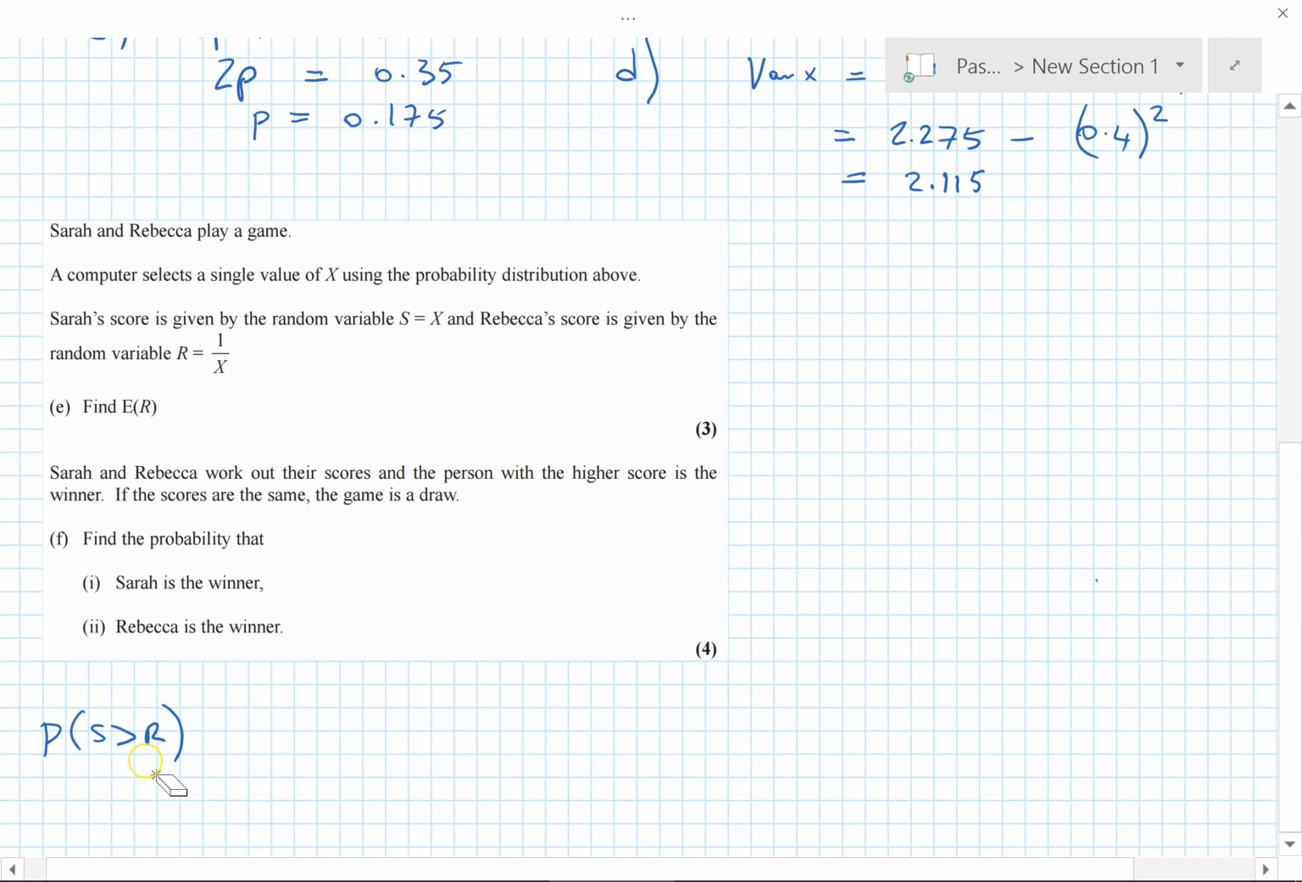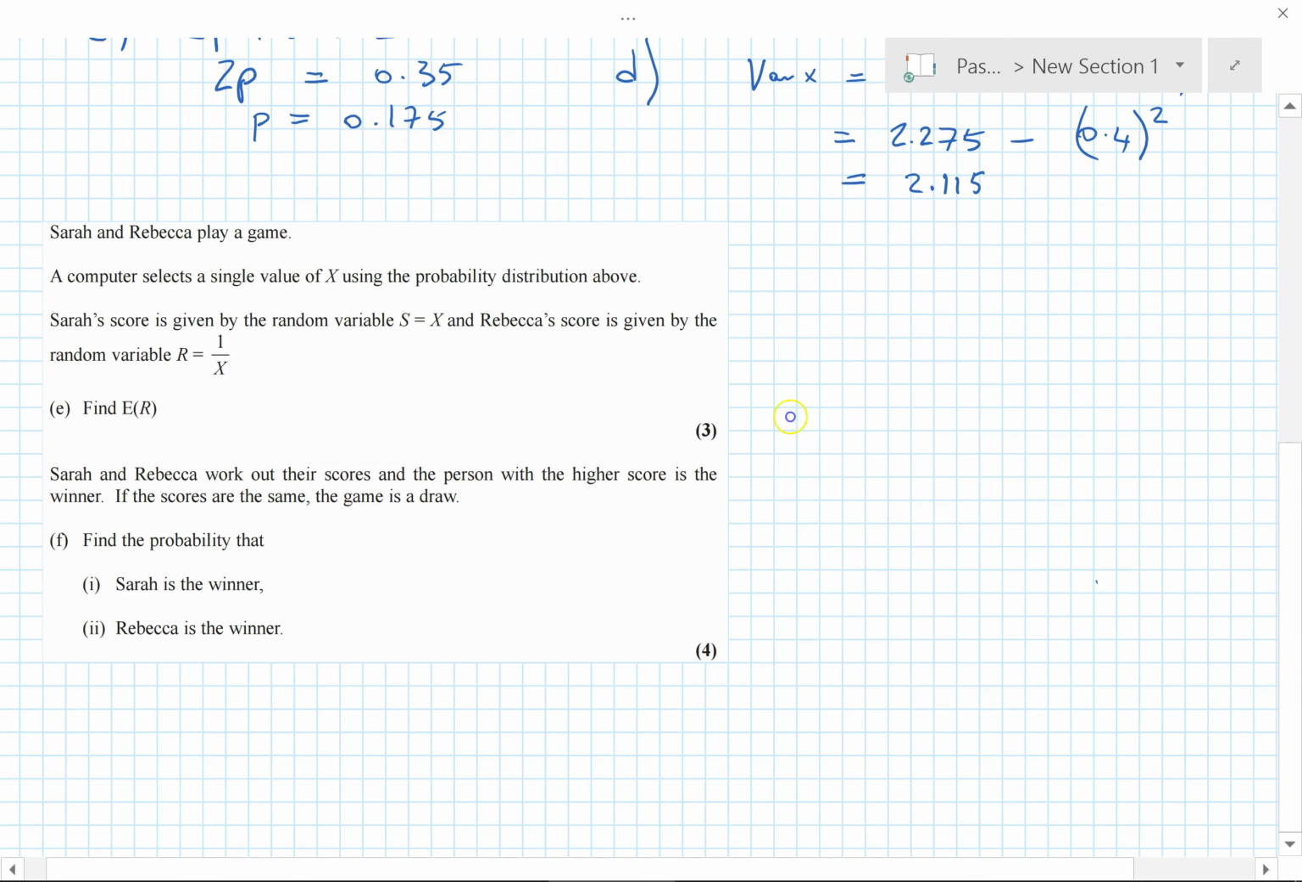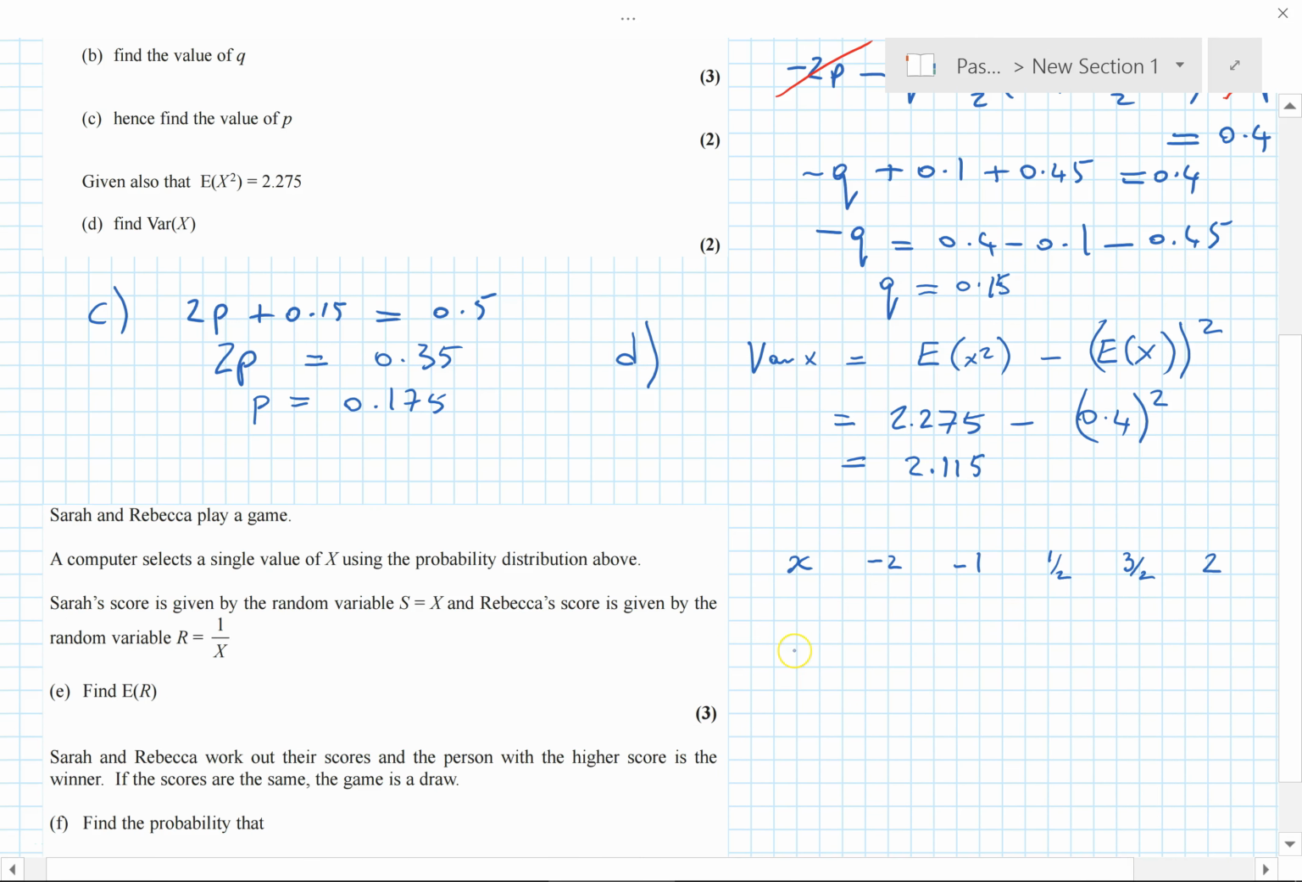So write down the values that we had of x from before. Now here Sarah will just have the same score, written out again. But Rebecca will have the reciprocal of that score, so the reciprocal of -2 is -1/2. The reciprocal of -1 is -1. The reciprocal of 1/2 is 2. The reciprocal of 3/2 is 2/3. And the reciprocal of 2 is equal to 1/2.